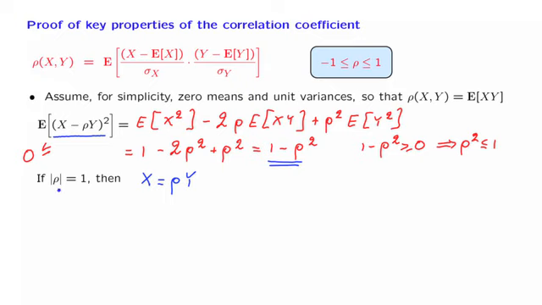Now also, because the absolute value of rho is equal to 1, this means that we have either x equal to y, or x equal to minus y in case rho is equal to -1. So we see that if the correlation coefficient has an absolute value of 1, then x and y are related to each other according to a simple linear relation. And it's an extreme form of dependence between the two random variables.